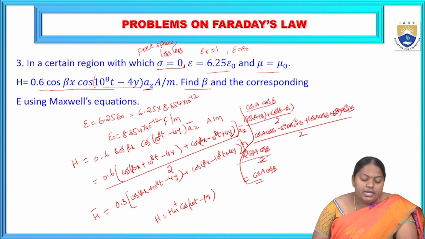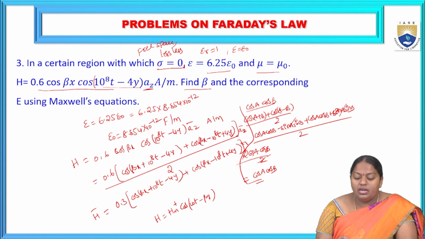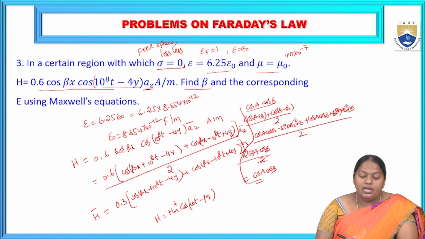So this is the way we can evaluate in a certain region with sigma equal to 0, to be considered as a lossless medium, and from that epsilon and mu values are to be obtained as 6.25 epsilon naught, and mu is given by mu naught value, that is 4 pi into 10 power minus 7 for a free space permeability. And from the given here, H is equal to 0.6 cos beta x into cos 10 power 8 t minus 4y az ampere per meter, right? So from this, first we are going to evaluate beta and the corresponding E using Maxwell's equation, right?